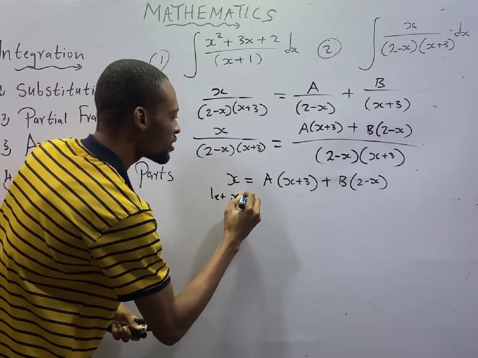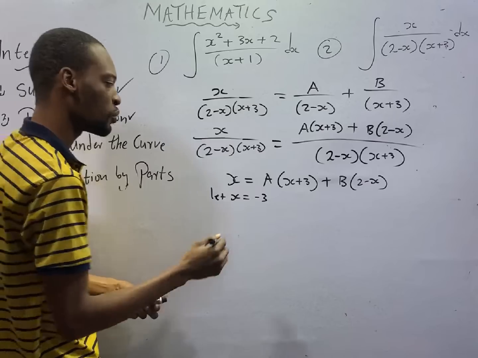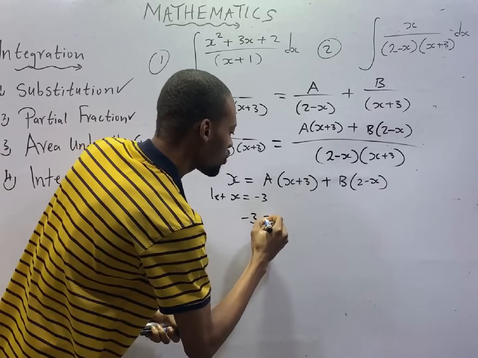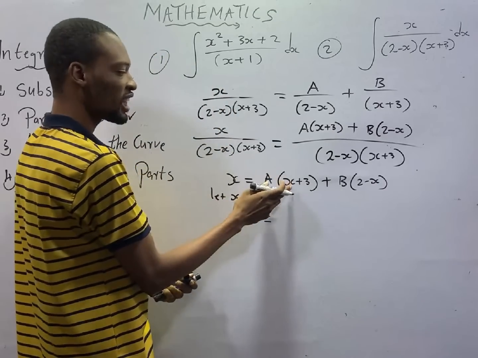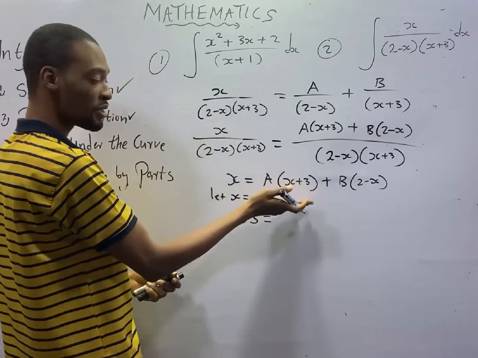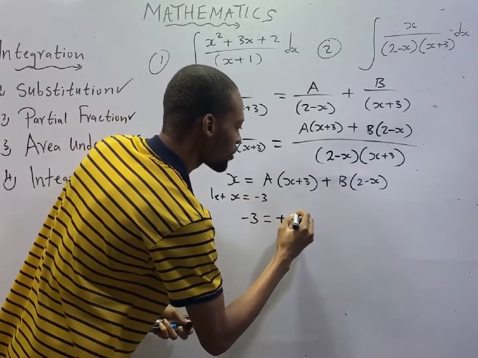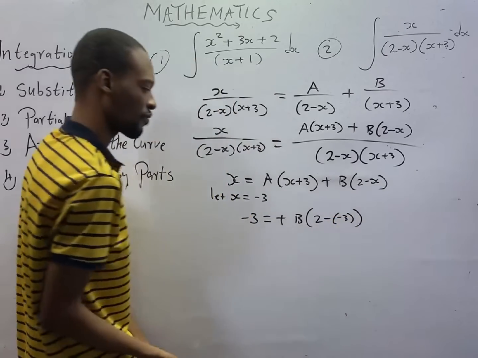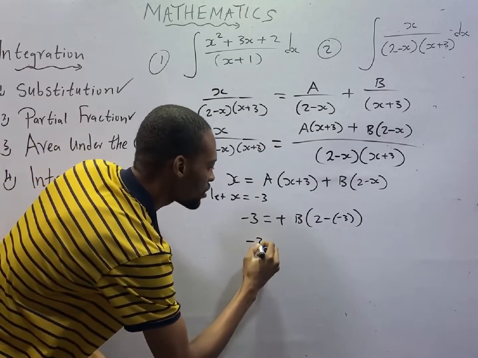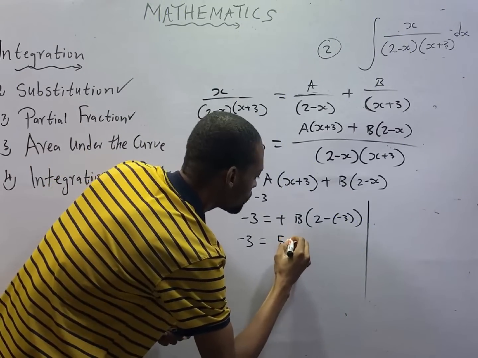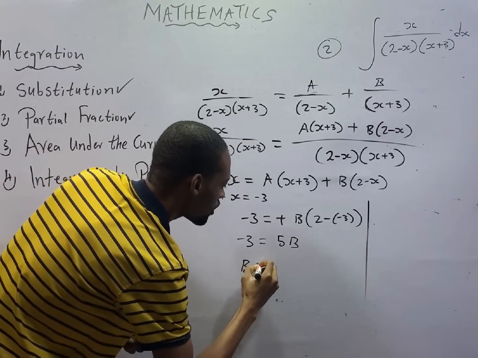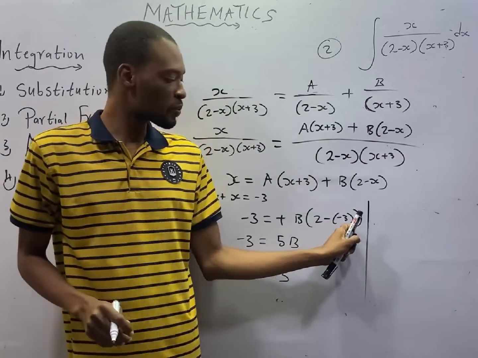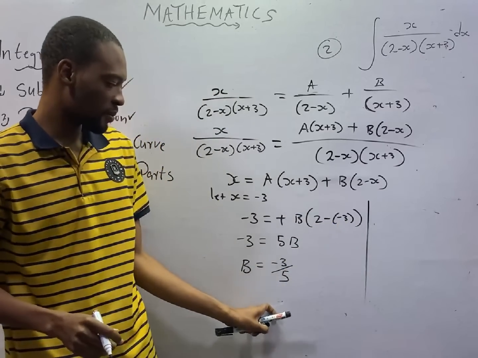Let s equal minus 3. If so, minus 3 is equal to A times (minus 3 plus 3), that is A times 0, plus B(2 minus (minus 3)). This will give you minus 3 is equal to 5B. B is therefore equal to minus 3 over 5, because minus times minus is plus, and 2 plus 3 is 5.